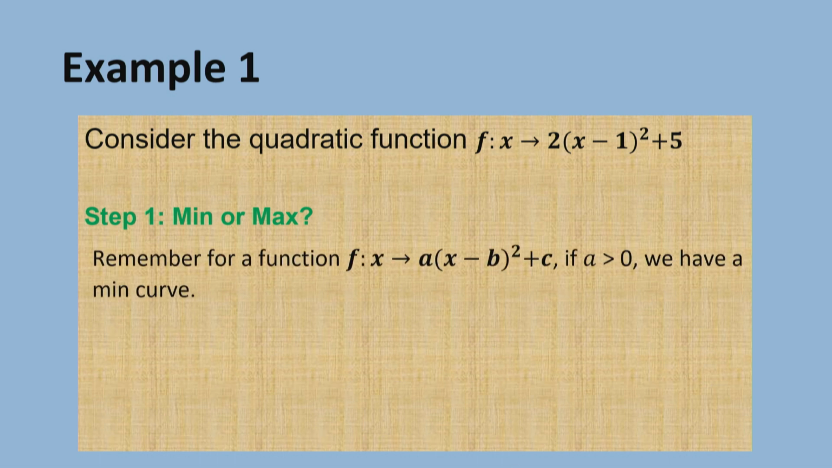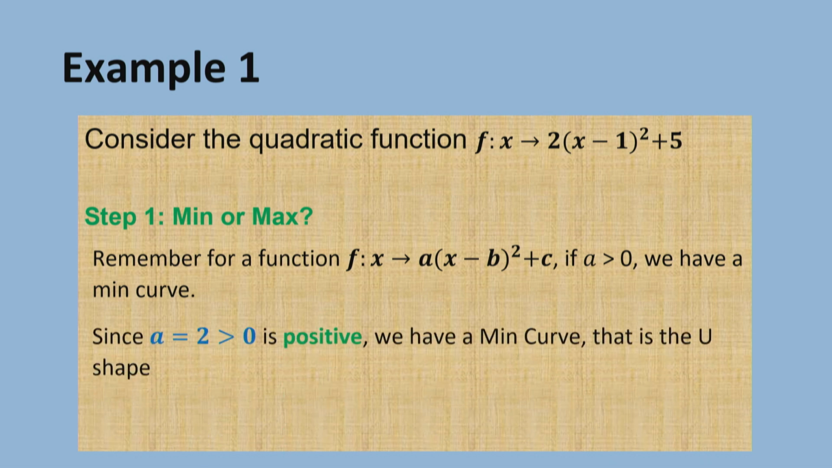Well, we know that for a function f which maps x onto a bracket x minus b to the square plus c, if a is greater than 0, we have a minimum curve. Now here, a is 2. Now 2 is greater than 0, that is 2 is positive. We have a minimum. Remember, the minimum curve is the U shape.